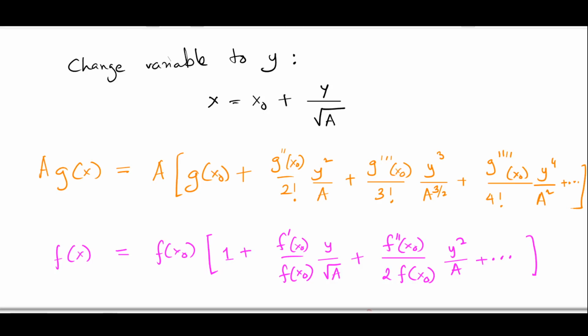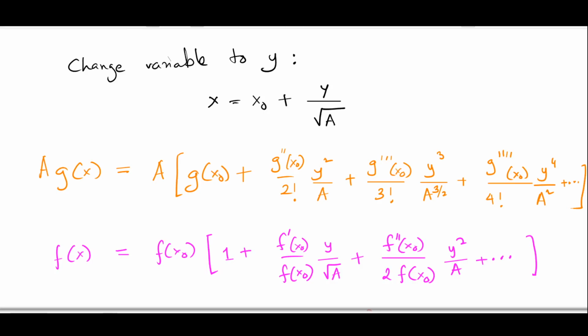A times g of x is obviously a times g of x0 plus g double prime x0 by 2 factorial into y by root a whole square, that's y square by a. Then you have g triple prime x0 by 3 factorial y cube by a to the 3 by 2, plus the 4th derivative at x0 by 4 factorial y to the 4 by a square and so on. Note that because of the a outside, the quadratic term in y actually is independent of a here. You have a g x0 plus g double prime x0 by 2 factorial y square plus higher order terms which have 1 by root a, 1 by a and so on.